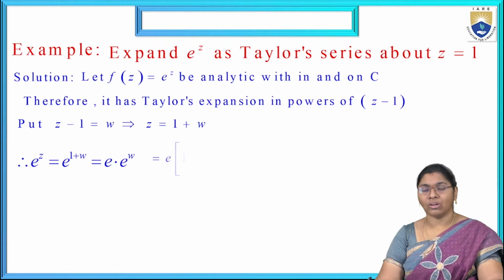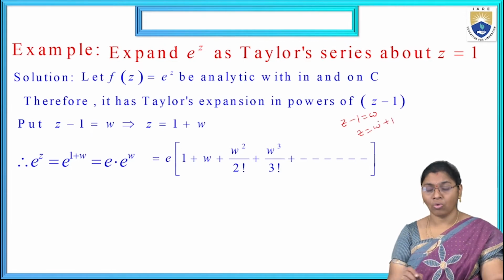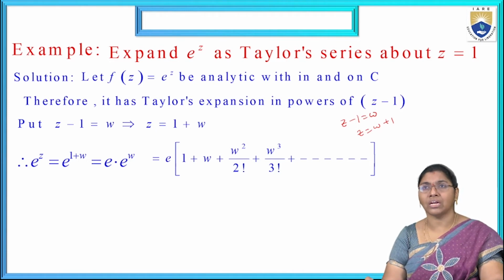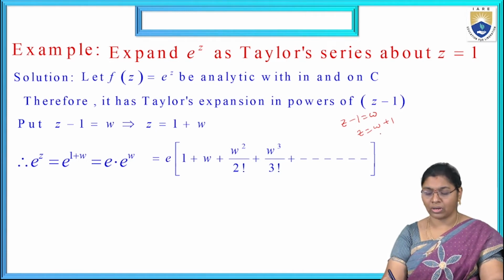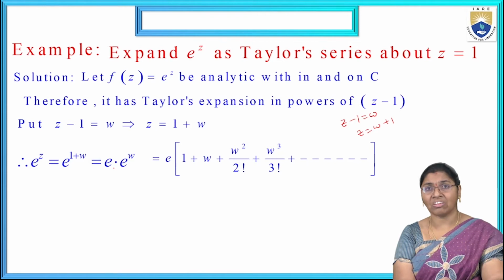Now consider z - 1 = w, that is nothing but z = w + 1. Now convert e^z into w: e^z is e^(w+1). Substituting that, when bases are the same the powers add, otherwise we split the bases, so that it is e times e^w.